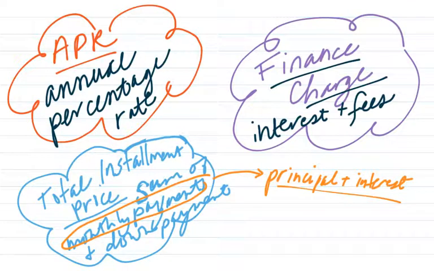And then we also have the total installment price, which is the sum of the monthly payments plus the down payment. So, for example, if you're buying a car, let's say you're buying a car for $10,000 and you put $2,000 down, okay? The total cost of the car is going to be what you put down initially, the $2,000, plus the $8,000 you still owe, plus the interest and any fees on the $8,000 that remains, okay? The monthly payment includes your principal plus your interest.